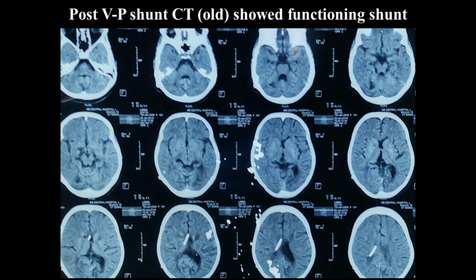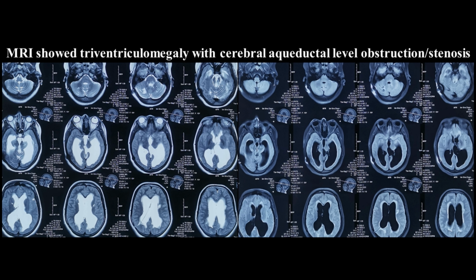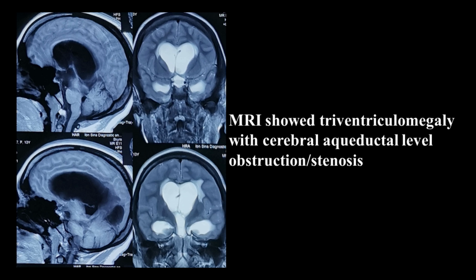CT scan after VP shunt insertion showed a perfectly functioning VP shunt with its position. But now, at presentation, CT scan showed dilated ventricles, especially the lateral and third ventricle, and MRI of the brain showed triventriculomegaly, more marked on the right side, with stenosis of the cerebral aqueduct and overcrowding of the posterior fossa.